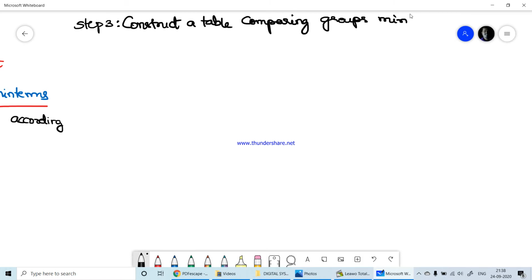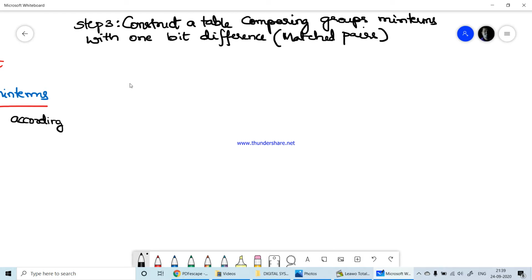Minterms which are grouped with 1 bit difference, we also call these matched pairs. So we'll be finding out what matched pairs are here. I'll tell you how to do that. In this step 3 we'll have the group, then the matched pairs, or matched minterms, then A, B, C, D.